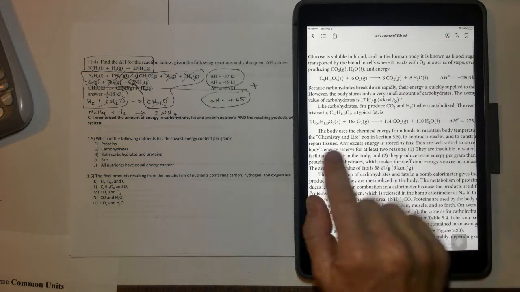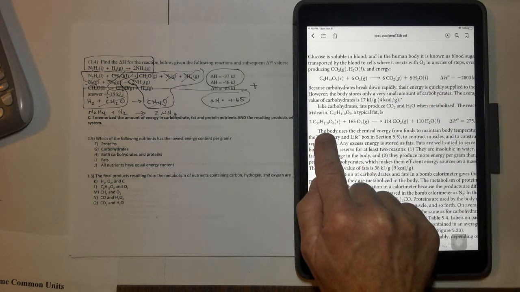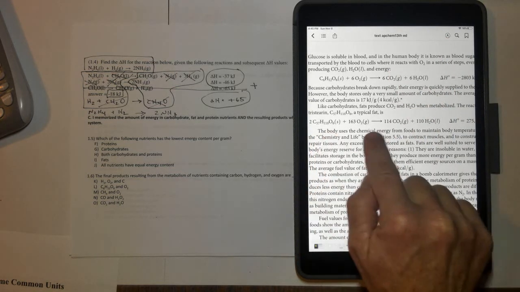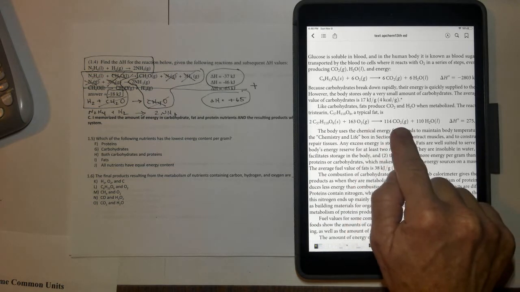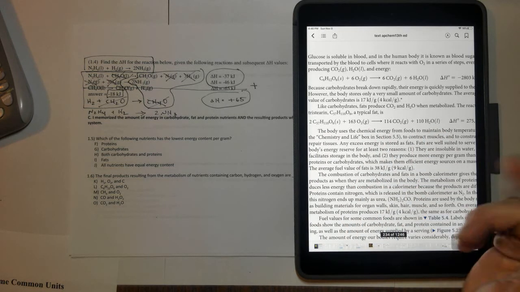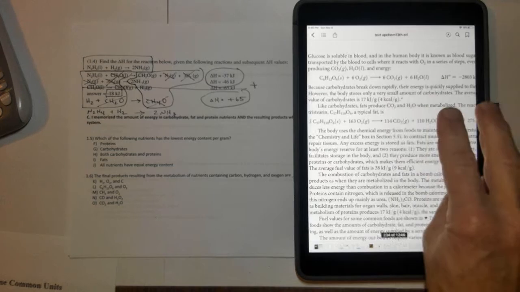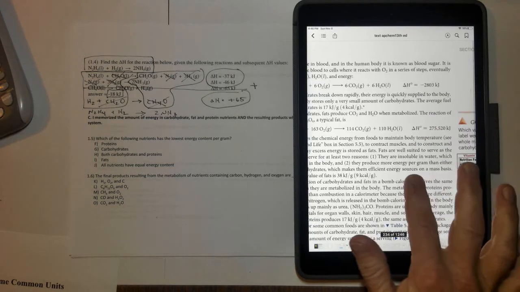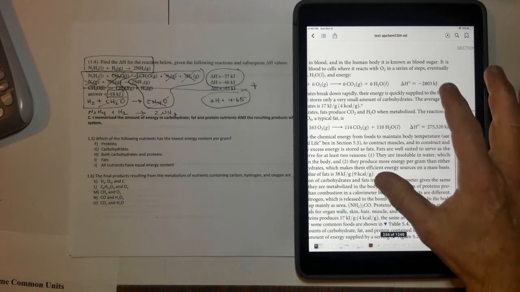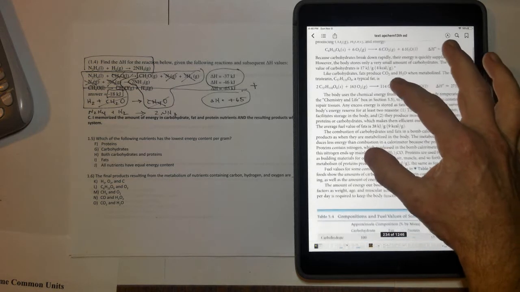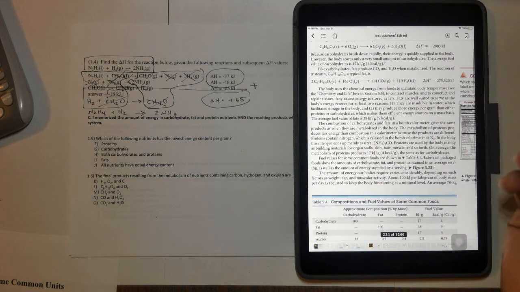And you can see some really large carbohydrates, C57H110O6, when they combine with oxygen, they also give carbon dioxide and water. So the products are always carbon dioxide and water. And then you can see some really large enthalpies right here. So the body uses the chemical energy stored from food to maintain body temperature, contract muscles, construct and repair tissues. Any excess energy is stored in fats.